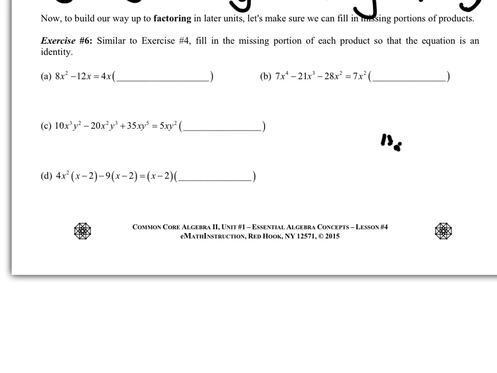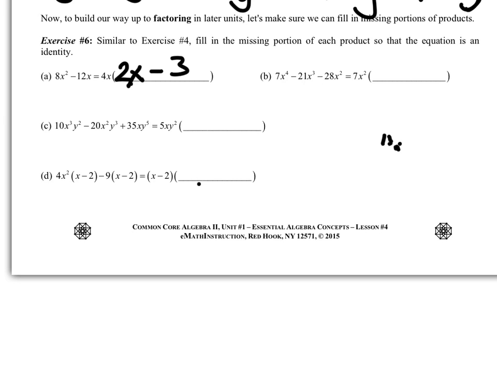We're going to ask ourselves, what can we multiply 4x by to get 8x squared? If that's not obvious to you, ask yourself, what is 8x squared divided by 4x? What is 8 divided by 4? It's 2. And what is x squared divided by x? It is just x, because when I add the 1 here and the 1 exponent here, I get 2. Moving on, negative 12 divided by 4 is negative 3. That's it. We're going to repeat the process for these other problems.